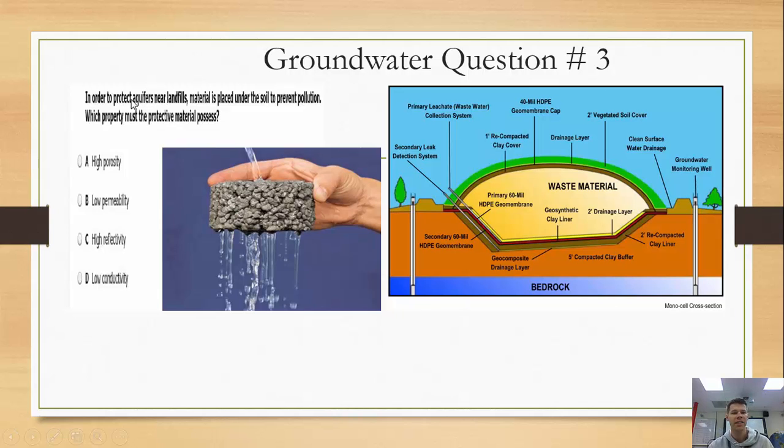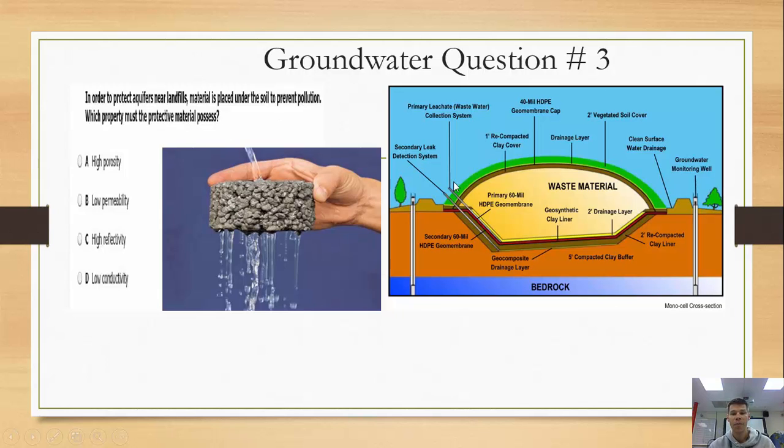In order to protect aquifers near landfills, first you got to know what that is. An aquifer is an underground water source, okay? And a landfill is where we bury our trash. Probably not a good thing to have those two things right next to each other, but if you do have them right next to each other, how do you protect them? So it says, material is placed under the soil to prevent pollution. Which property must the protective material possess?